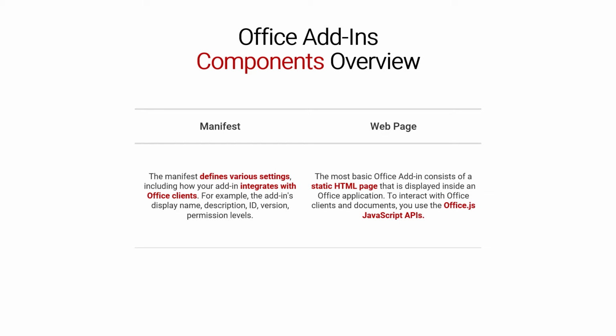Again, I would say the bare minimum, manifest, defines the various settings, including how your add-in integrates with your Office client. For example, the add-in's display name. What is the name of your add-in? What do I need to show the user when they use this add-in? Description, the ID, the version, the permission levels.